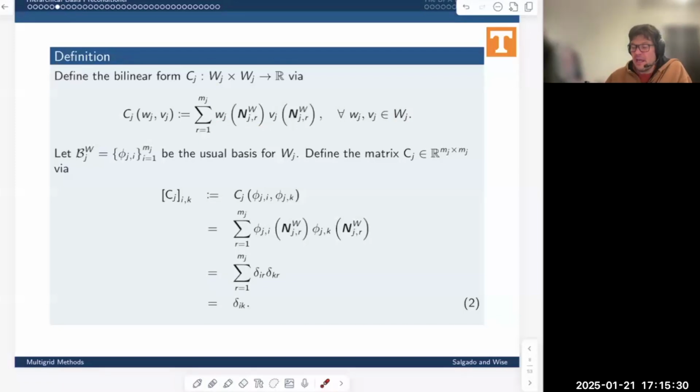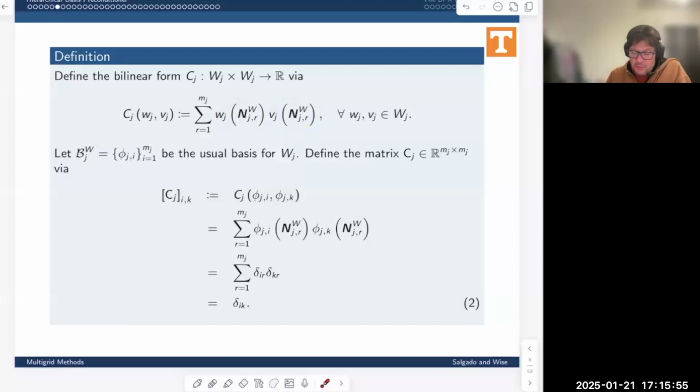So roughly speaking, they have half the number of nodes. These are the W space nodes, and you're going to evaluate WJ at those W space nodes, and the same with VJ. So these two things here are just numbers. When I evaluate them at those numbers, multiply them together and sum, I'm just getting a real number. So this creates a bilinear form for us.